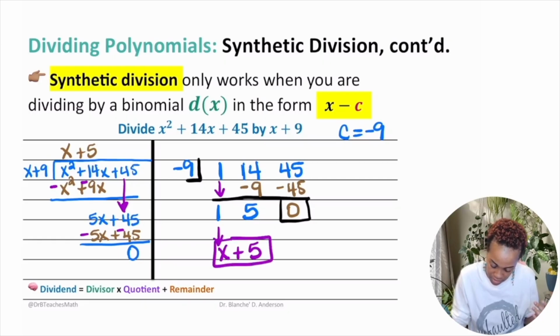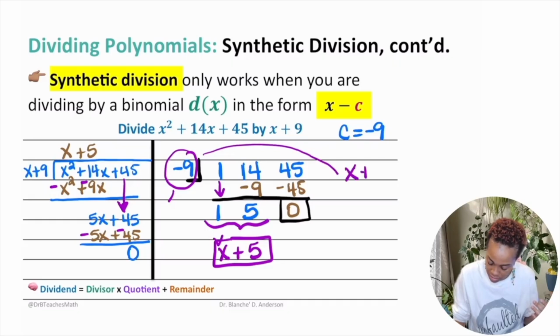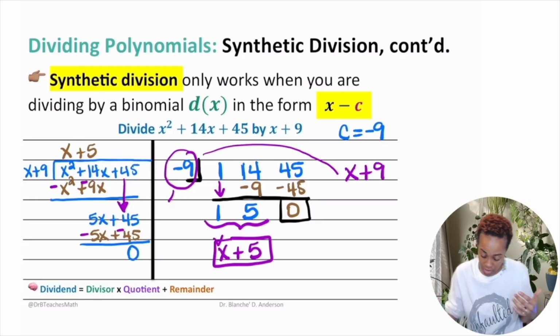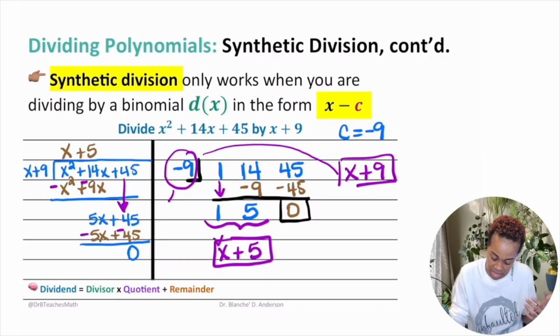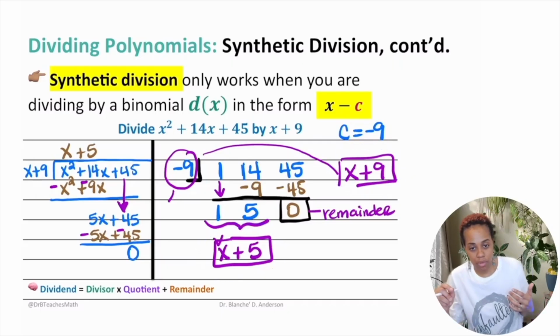Let me write it like this. This right here represents x plus 5. This right here represents x plus 9. That's what that represents. And because I have a remainder of 0, that means these are factors. I hope that wasn't confusing.